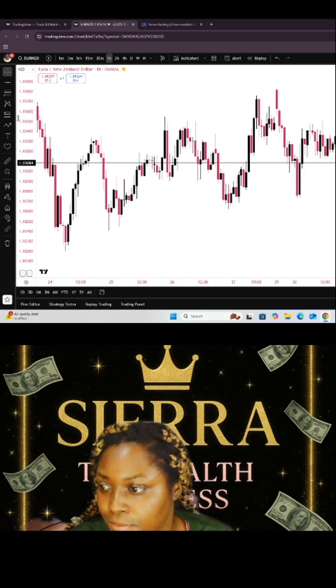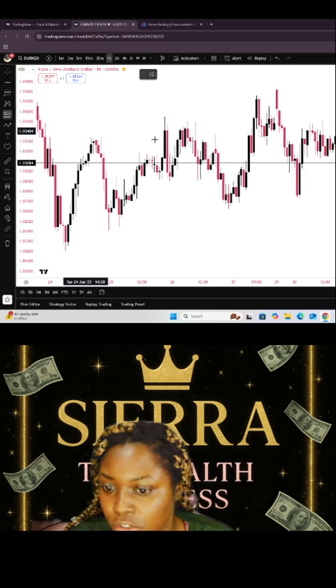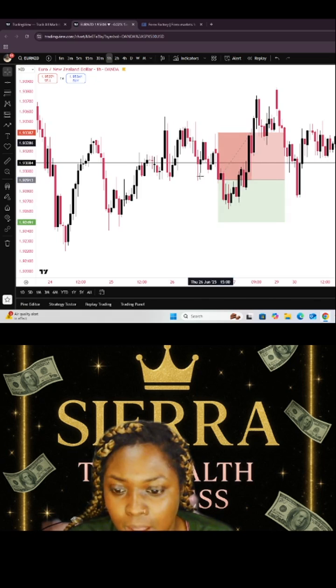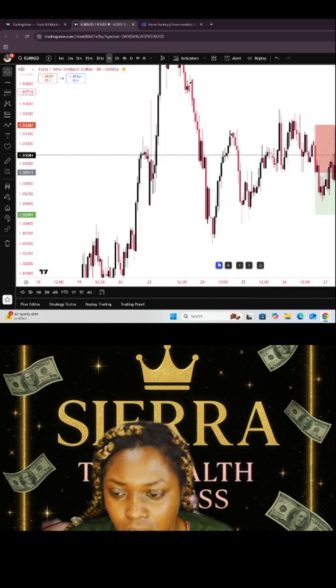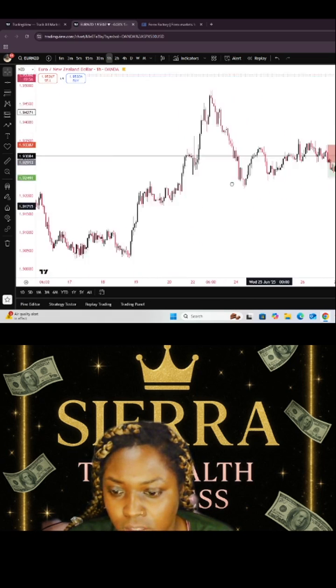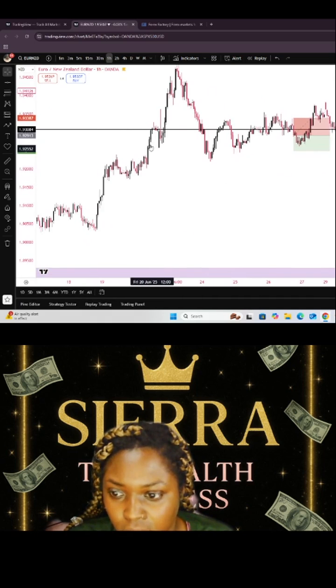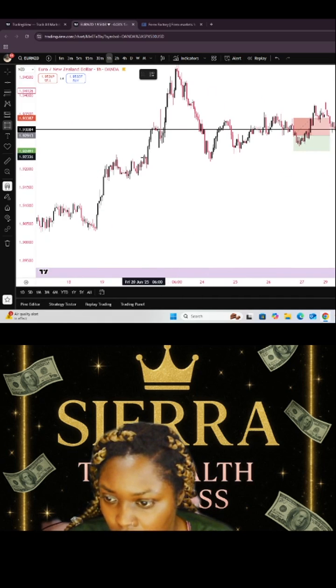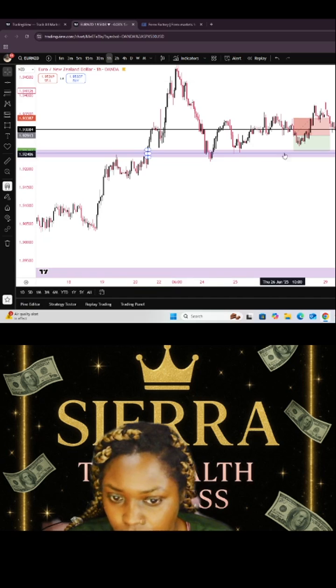All right. You can get into short at the bottom of the bearish candle, stop loss at the top, and then TP should be at your next zone. And I see a fair value gap right here. So we'll just say this is our next zone. All right.